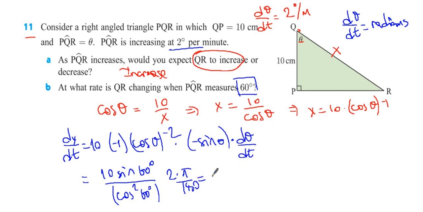So if we calculate this one, sine 60 is root 3 by 2, so we get 5 root 3 divided by 1 by 4, times 2 pi divided by 180. If we calculate this on the calculator, it gives the result 1.21 centimeters per minute.